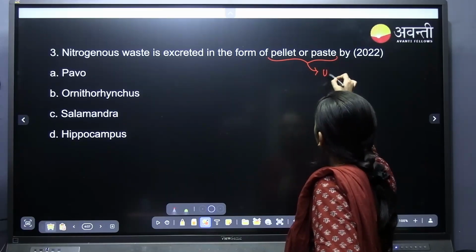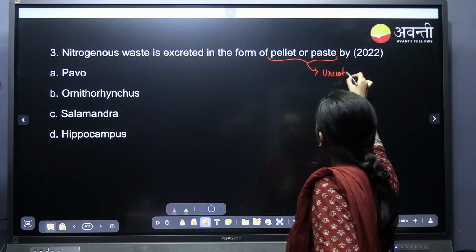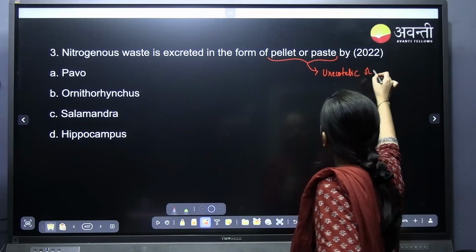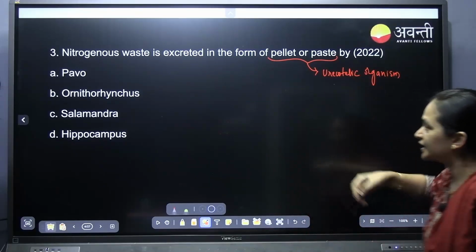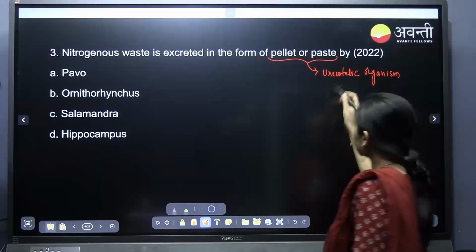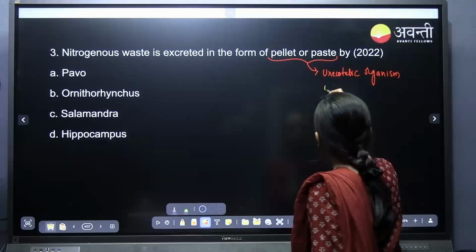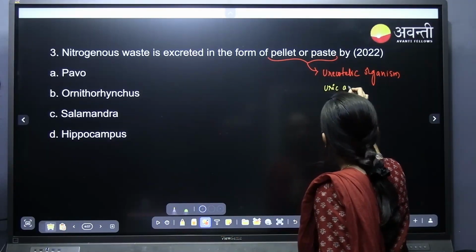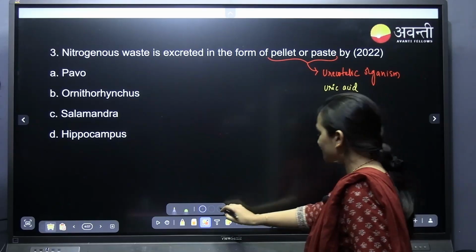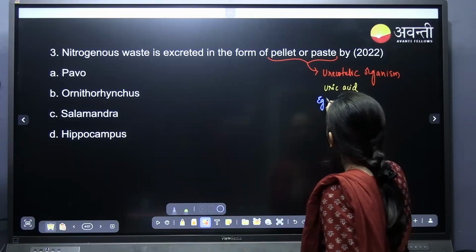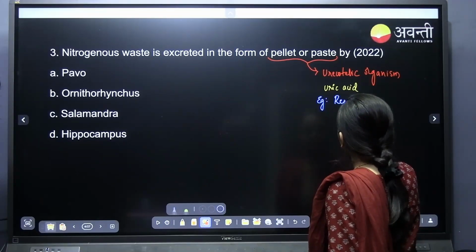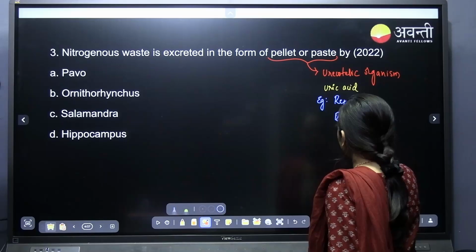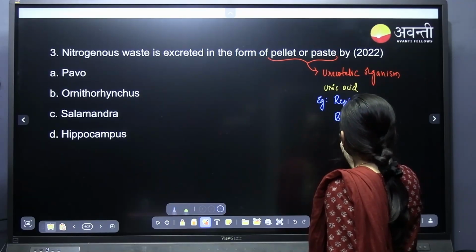It is a type of uricotelic organism. Uricotelic organisms excrete the nitrogenous waste in the form of what? In the form of uric acid. What are those animals? Examples are reptiles, birds, and insects, that is terrestrial insects.